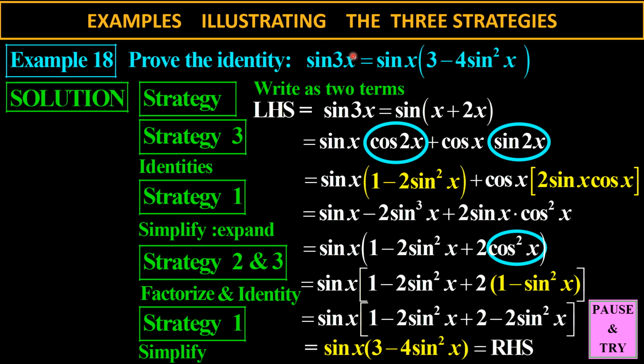So what we've done here, we've taken the 3x, split it up into x plus 2x, and then we work from there. Similarly, there's also an identity for cos of 3x, and you can also get an expression for cos of 4x. That will be an exercise for you.